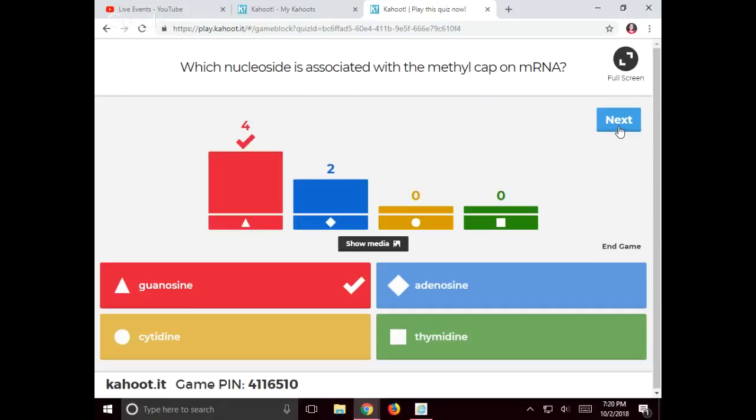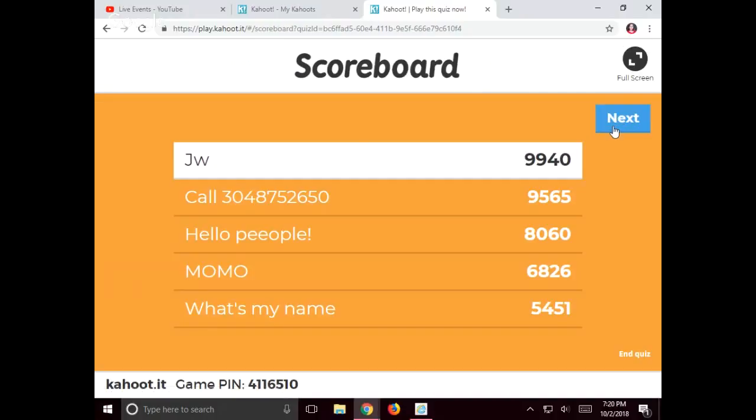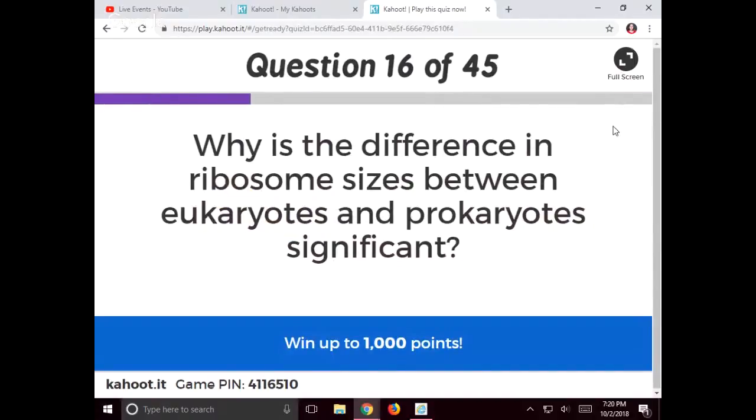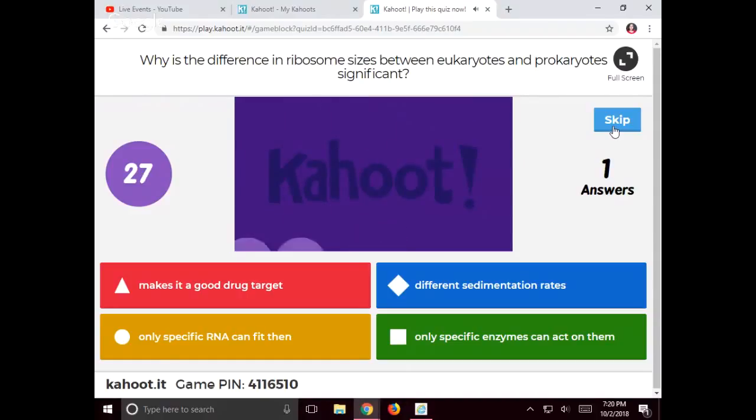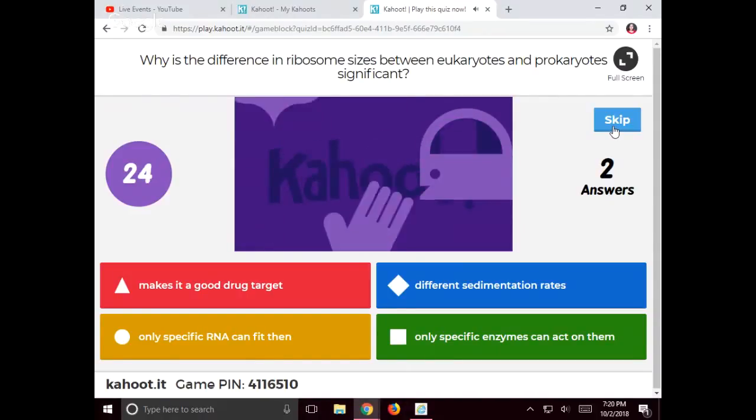Why would you have a methyl cap on an mRNA? It helps keep it from degrading, and it makes it stable, and you can splice it easier. I think so. I think it does. I am not quite sure, because she doesn't have a lot of stuff on this as to what we need to know. But the stuff that she does have, it's like side notes. So, why is the difference in ribosome sizes between eukaryotes and prokaryotes significant?